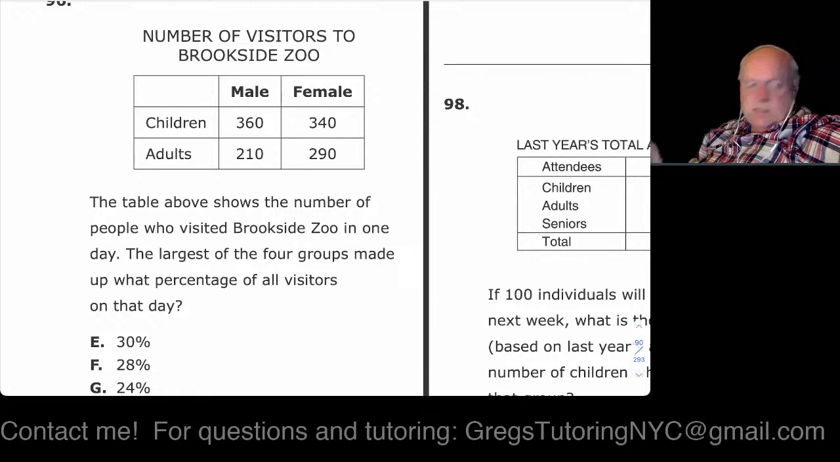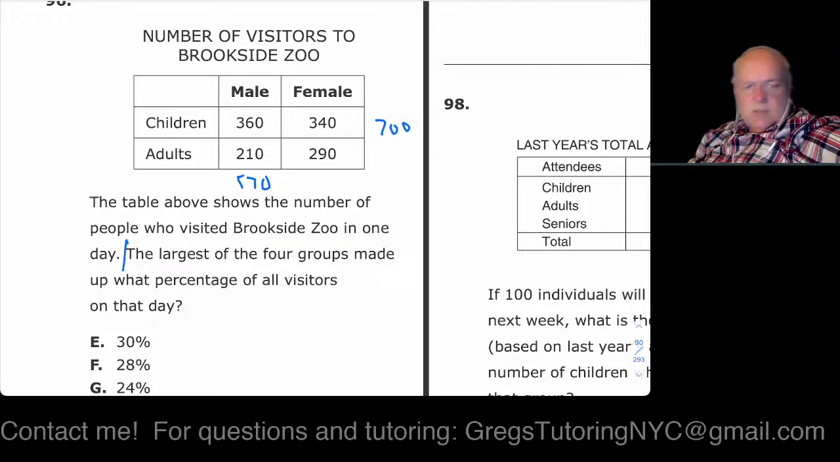Sometimes they may ask us to total the number of children. In that case, it would be 700. Or they may ask us, for instance, to add the males. In that case, it'll be 570. All right. I don't know where they're going with this. So the table above shows the number of people who visited the zoo in one day. Awesome. The larger of the 4 groups made up what percent of all visitors that day?